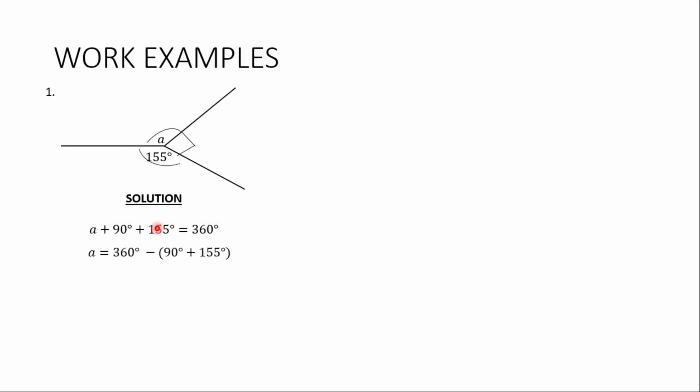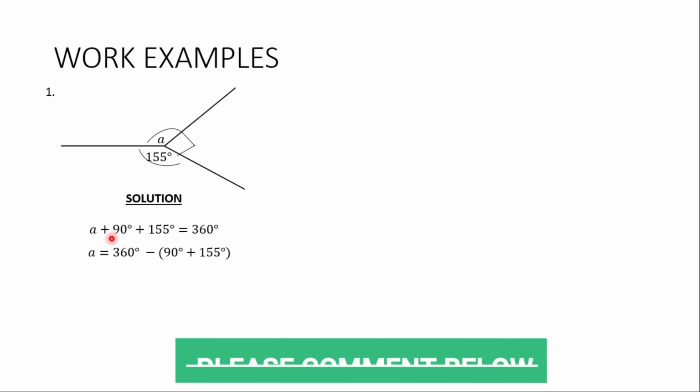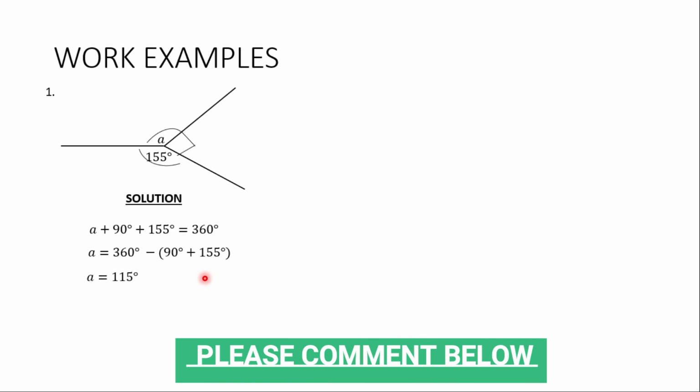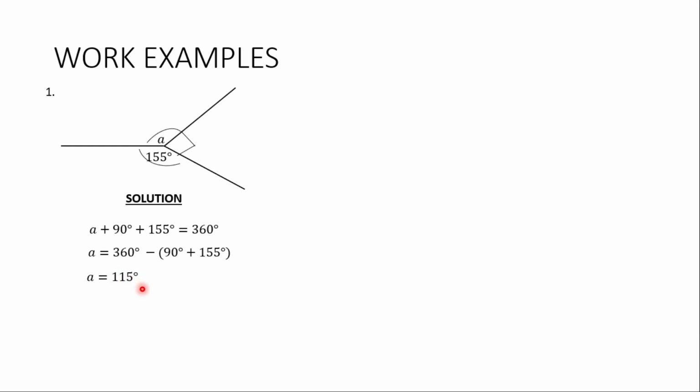Now we make A the subject and solve for the value of A. When I'm making A the subject, you subtract 90 plus 155 degrees from the left hand side, then you subtract the same thing from the right hand side. Whatever you do to the left, you do to the right. In other words, we pick 90 across the equal sign, it becomes negative. We pick 155 across the equal sign, it also becomes negative. So you subtract them, and A is going to be 115 degrees. Very simple. You can pause the video and go through it by yourself, and see if you can get it.